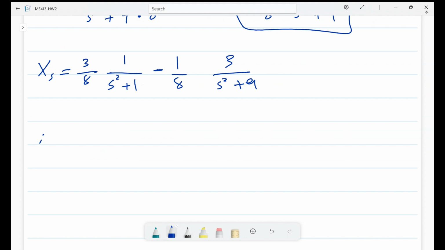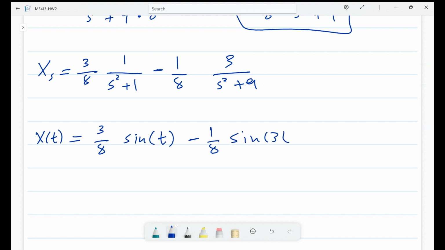So our x of t will be 3 over 8 sine t, and here we will have minus 1 over 8 sine 3t. Here you have your solution.